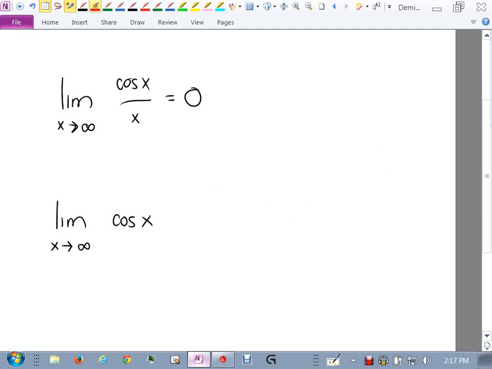What is cosine doing as I go out to infinity? Same thing the sine was, right? But this time I'm not dividing it by anything, am I? So I'm asking you, where is cosine headed? It's not headed anywhere, right? It's going up and down. Since it's not headed anywhere in particular, and there's nothing trying to divide this out, this one does not exist. Do you see the difference between the two problems?